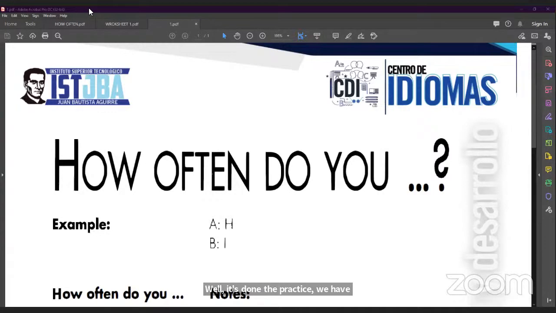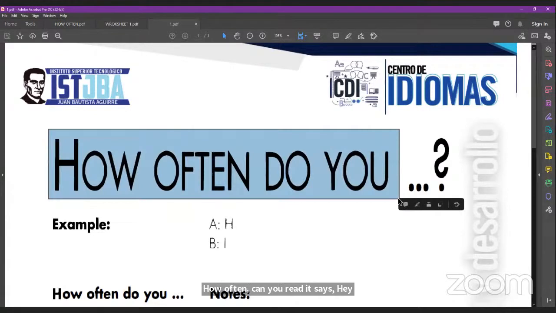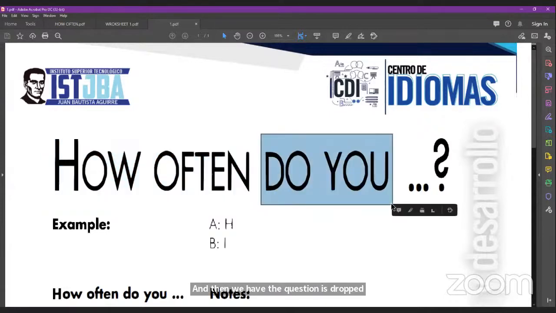We have a big question here. How often? Can you read this? How often do you? How often means ¿cuán a menudo? How often? ¿Cuán a menudo? And then we have the question structure. Do you? How often do you? Is a question, you see? In other words, this means ¿cuán a menudo? And then we carry out an activity.